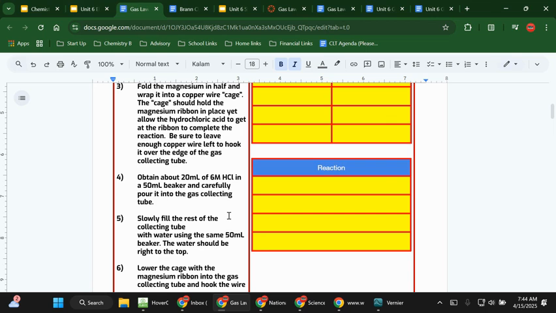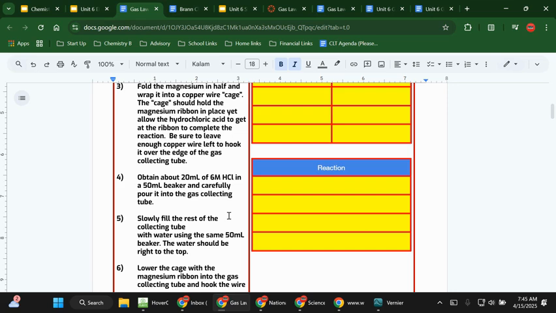So as that magnesium ribbon comes in contact with the hydrochloric acid, it will start reacting. And it is going to produce hydrogen gas. The hydrogen gas is then going to collect in this tube. And that is what we are trying to measure: the hydrogen gas that is created during this reaction. So it is just now starting to bubble. The magnesium ribbon is reacting with the hydrochloric acid.